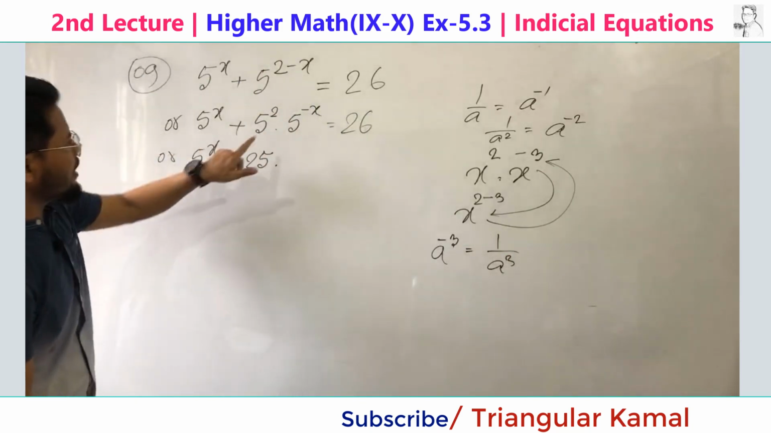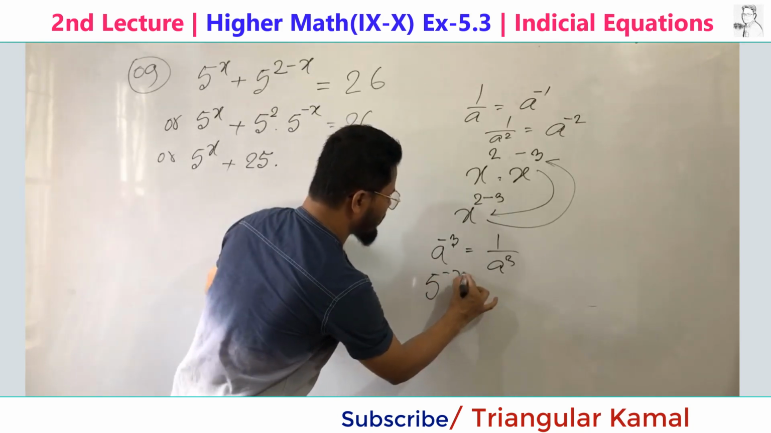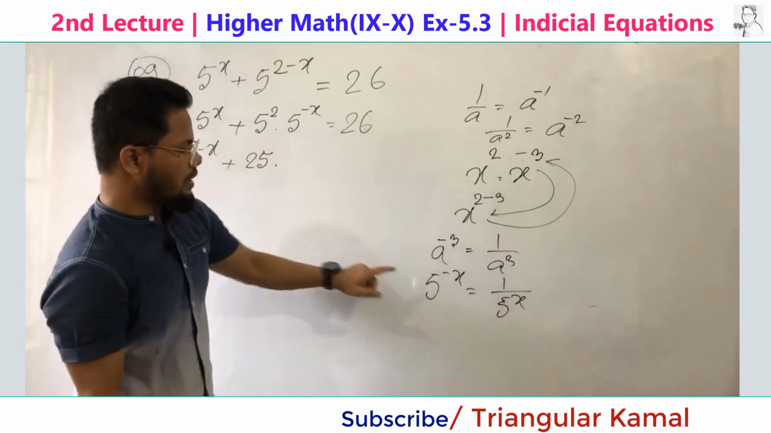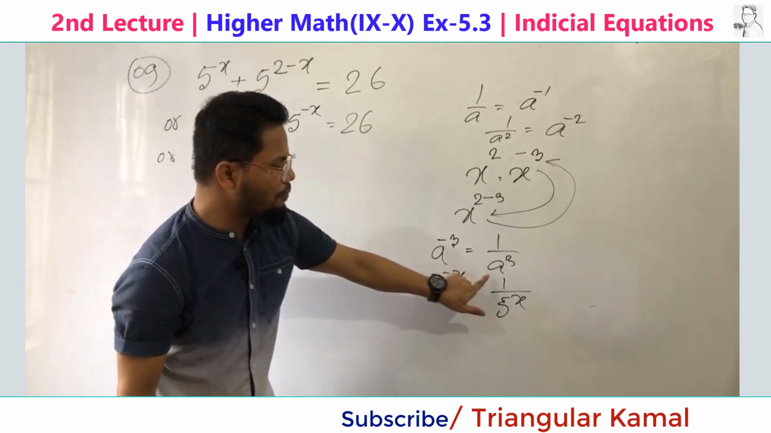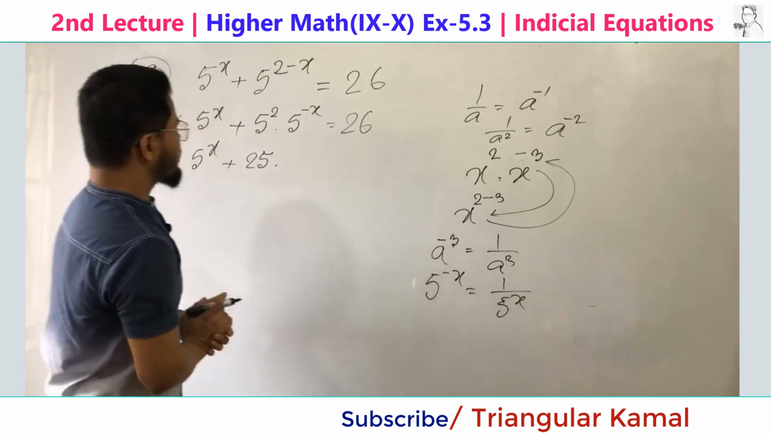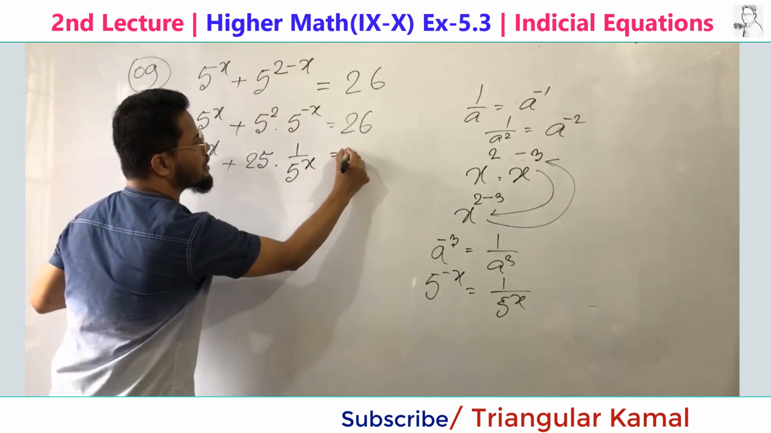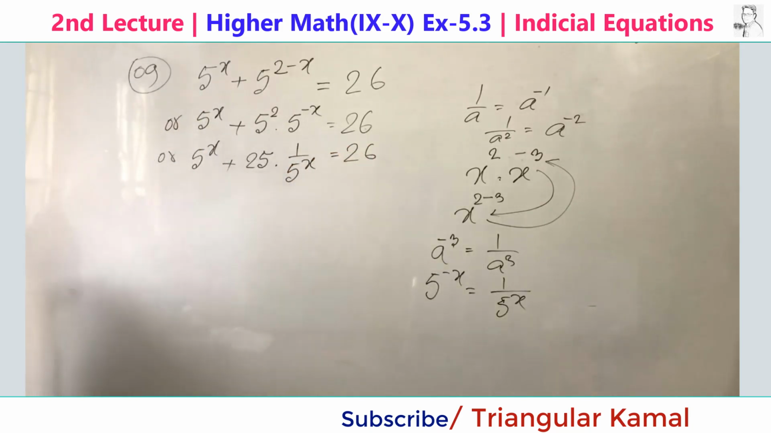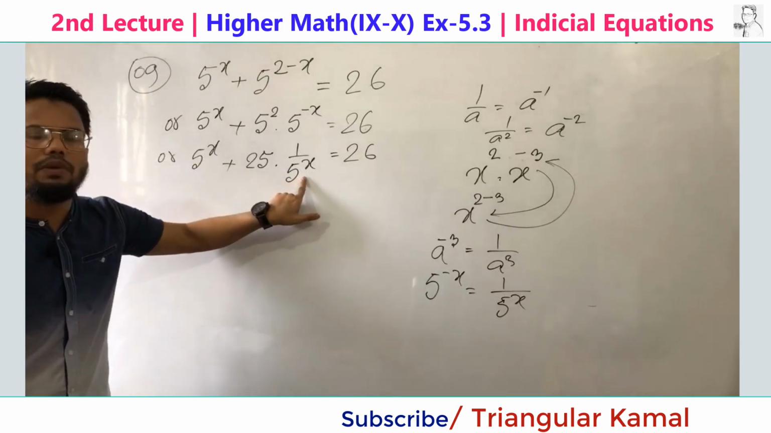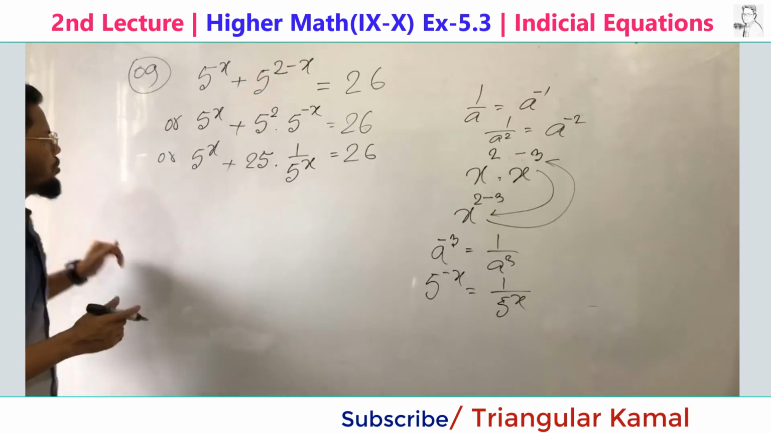So similarly 5 to the power minus x, we can write as 1 by 5 to the power x. This negative form will be an inverse, that is 1 by something. So similarly we can write here 1 by 5 to the power x, and the right side is the same. Now what we see here, this is 5 to the power x and 5 to the power x, and easily now we can convert this into a simple equation.